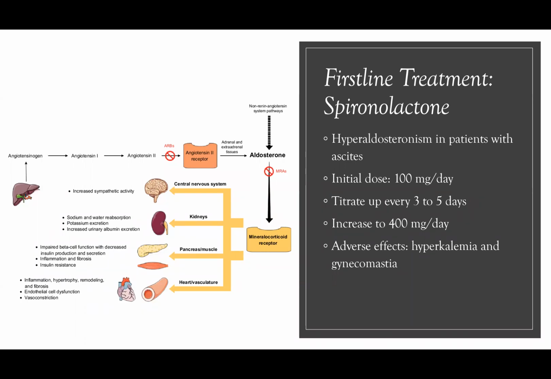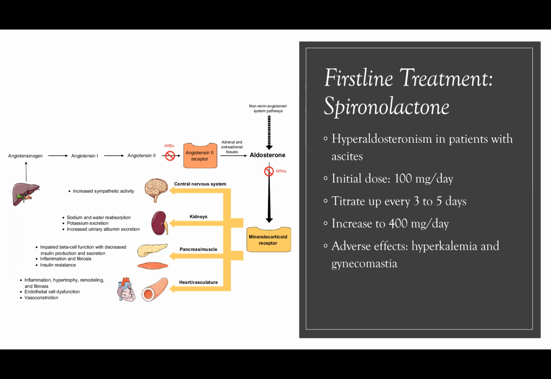The initial dose that patients are started on is 100 milligrams per day. This is then titrated up every 3 to 5 days based on response and tolerability, and up to 400 milligrams per day can be given. The major side effects that we have with spironolactone are hyperkalemia and gynecomastia. This medication can take days to weeks to be effective, so it will not provide the patient with immediate relief, which is why we often turn to furosemide, which I'll be discussing next.